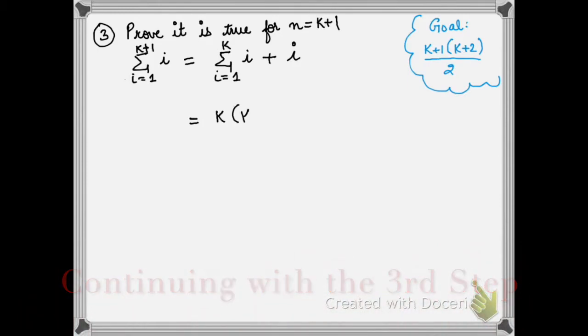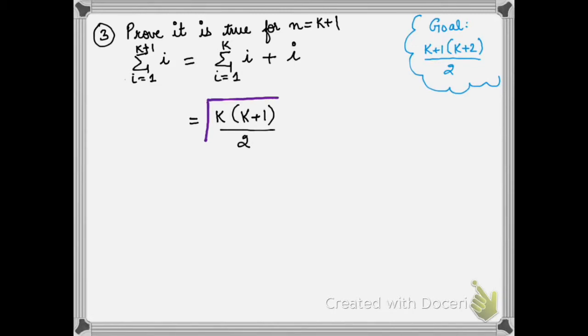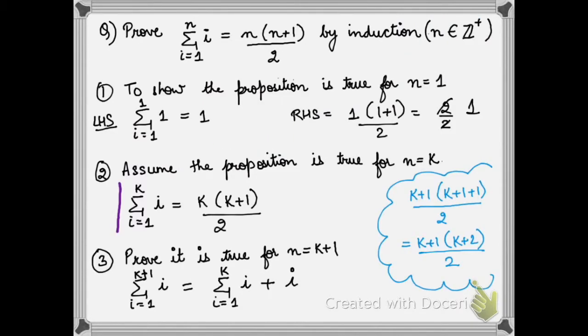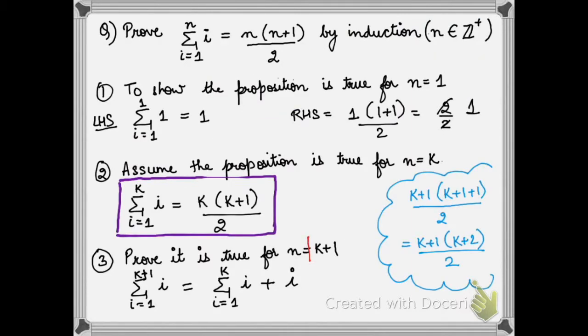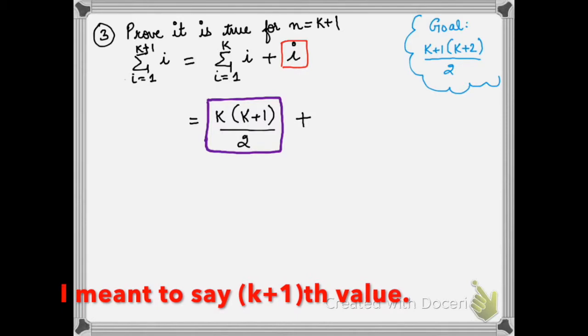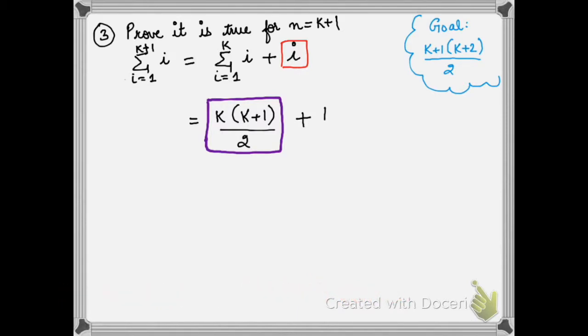This equals k times k plus 1 divided by 2. Why? Because this is what we assumed from our second part. We assumed that the sum of i equals 1 all the way to k is k times k plus 1 divided by 2, which is what I've written here. Plus, now this value of i, as I said before, is the k plus 1th value of i. So instead of writing i, I'm going to write k plus 1. That being said, let us now move on to solving the equation.